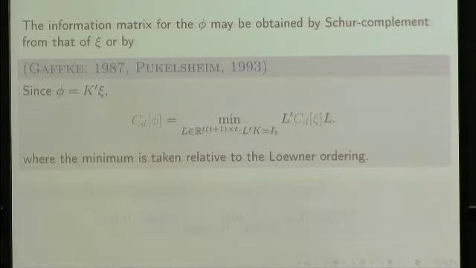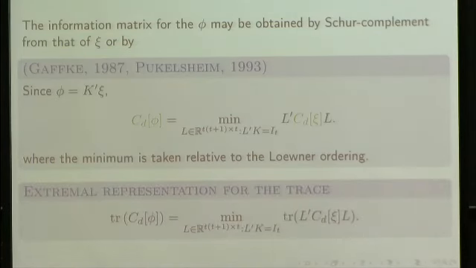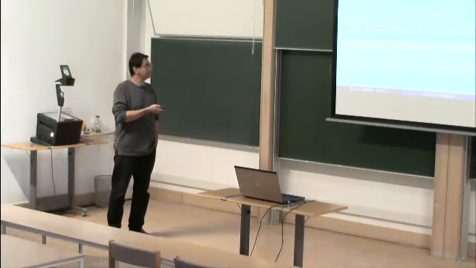And since the minimum exists, we can have the same representation for the trace of the information matrix. So for the trace here, we have the minimum of the trace here. So we have moved the trace from outside the minimum to inside the minimum, and we can do this because the minimum exists and is unique. So we will use this extremal representation to derive optimal designs.